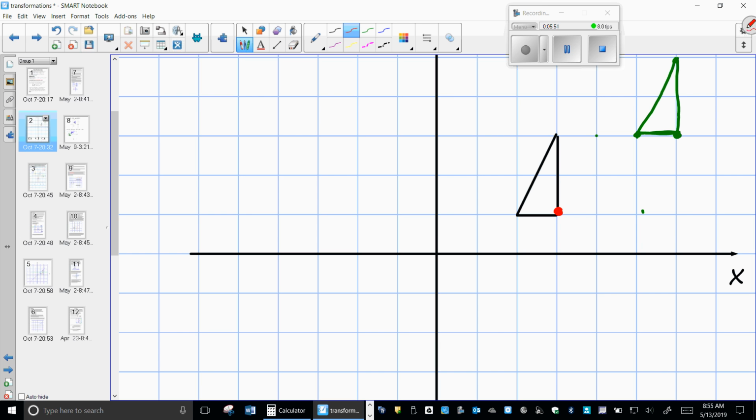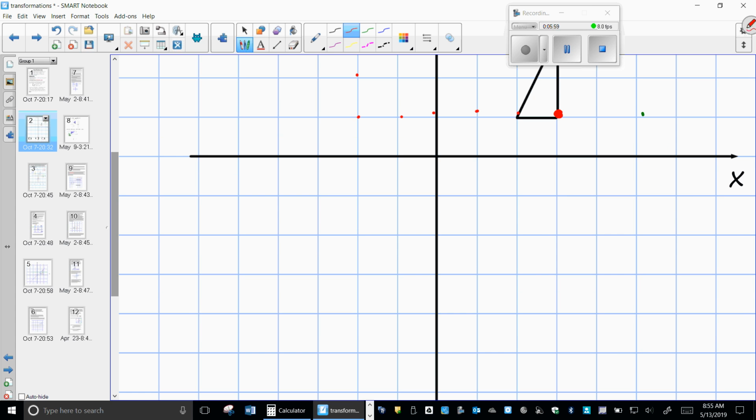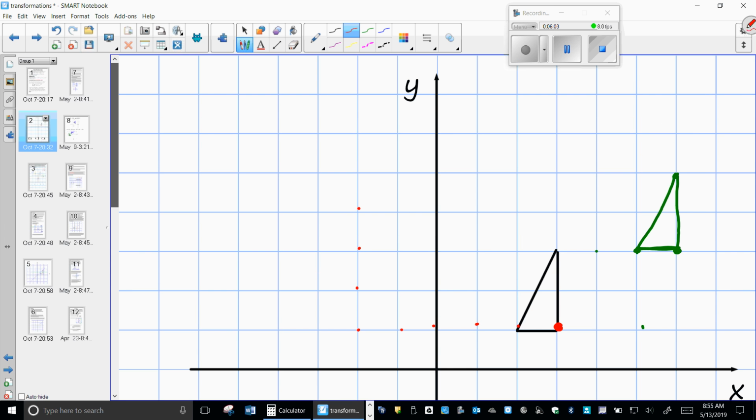So I'm counting 1, 2, 3, 4, 5. So I moved 5 units left, 1, 2, 3, 4, 5, and 4 units up, 1, 2, 3, 4. That's where my point has gone to.